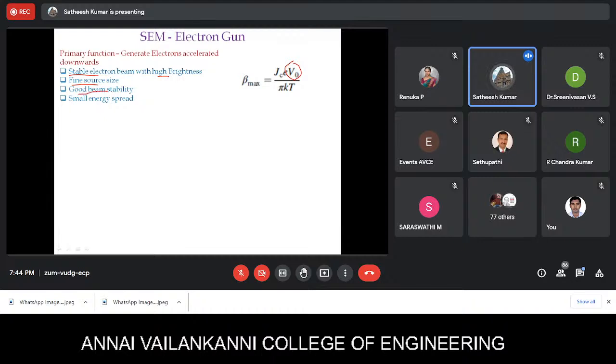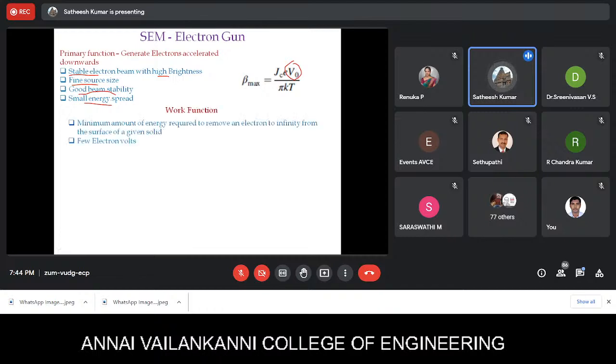Then you should have a good beam stability. This I'll be discussing when I talk about the electron guns. And it should have a small energy spread also. This also I'll come to when I will be talking about the different electron guns available. So the electron gun is supposed to carry out the role of generating electrons with the following characteristics.